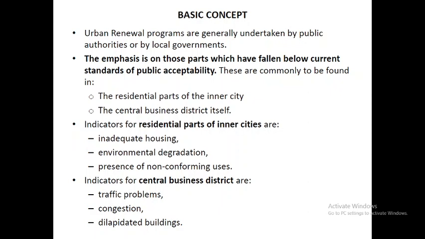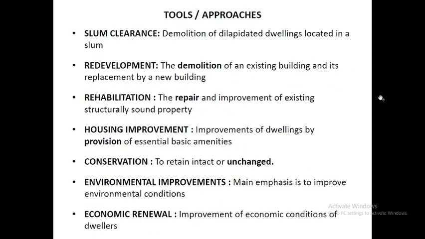Second is the central business district, which shows traffic problems, congestion, and dilapidated buildings. A very proper example of that is Georgetown in Chennai, and many areas in Mumbai, and also in Delhi, Chandni Chowk, which require urban renewal in the central business district because of traffic problems, congestion, and dilapidated buildings.